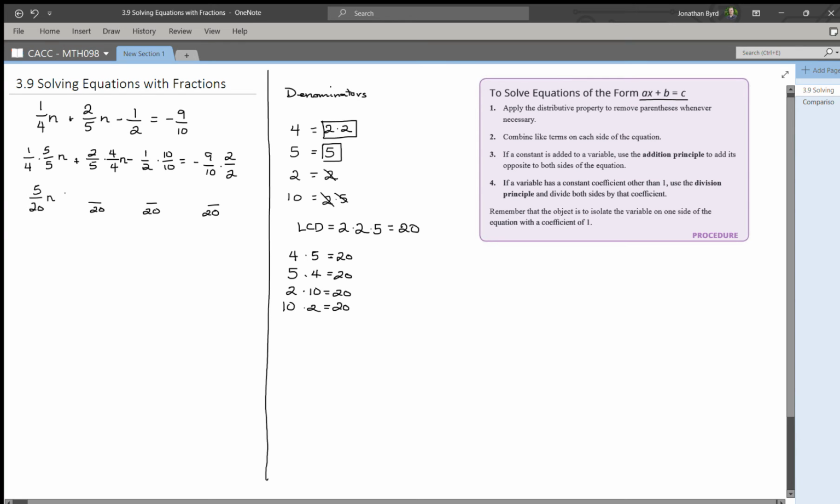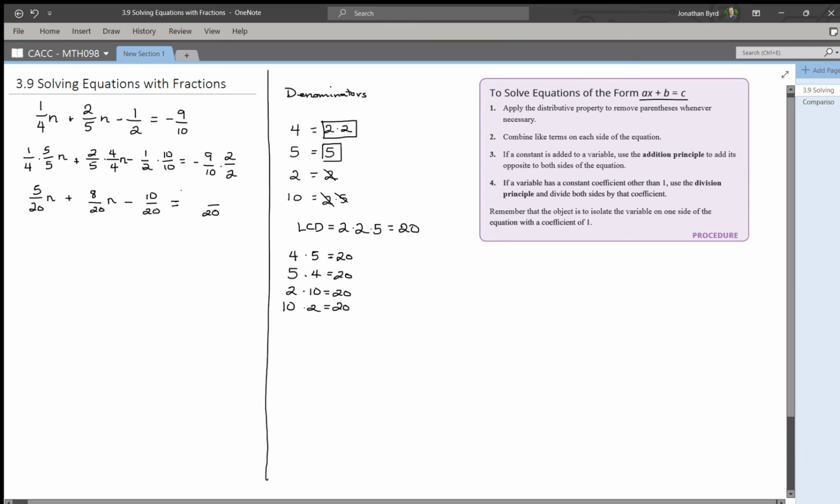So that'll be 5/20 n, plus, all right, 5 times 4 is 20, and then 2 times 4 is 8. So it'll be 8/20 n, minus 2 times 10 is 20, and 1 times 10 is 10. So it'll be minus 10/20.